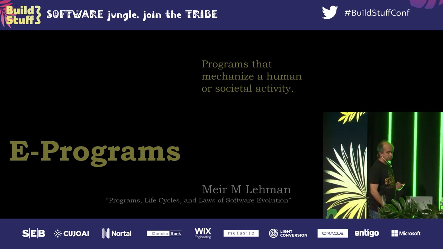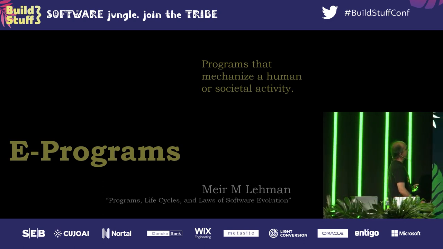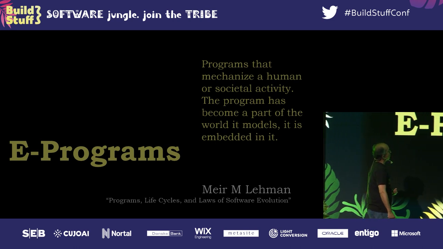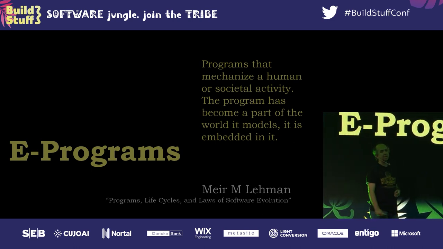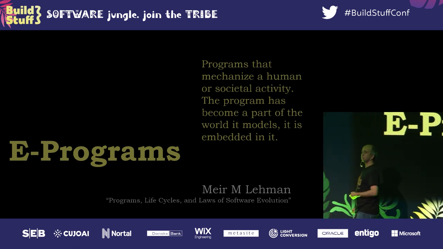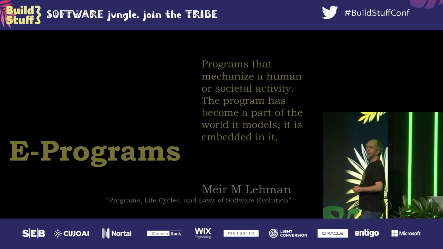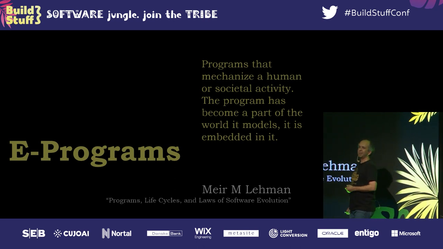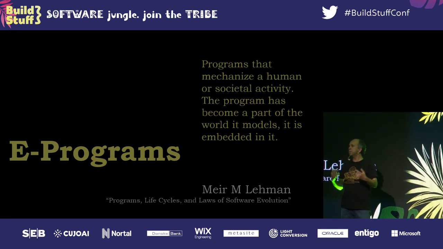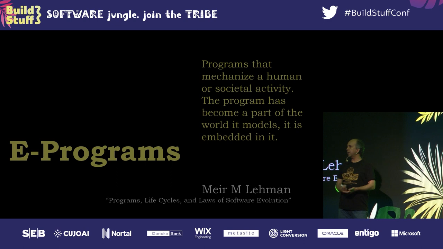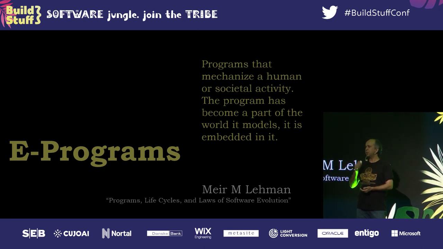We have E programs, programs that mechanize a human or societal activity. The program has become a part of the world it models. It's embedded in it. That means the outputs of the program will change the world. The result of the world will change the inputs to the program. This is kind of big. Well, actually, it can be quite small. It means this relates to everything from any software that you use in a car, to social media.